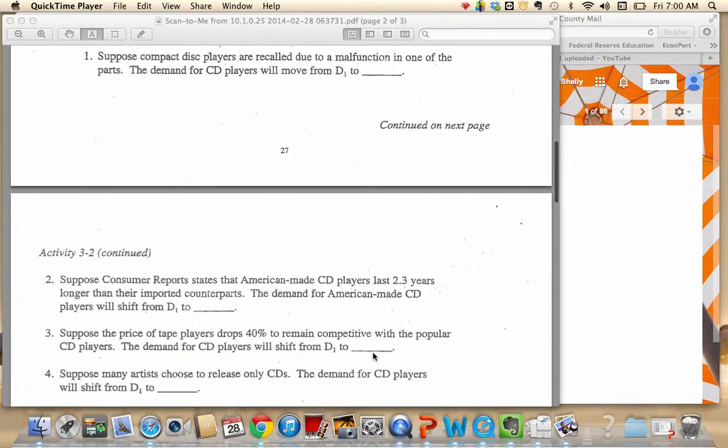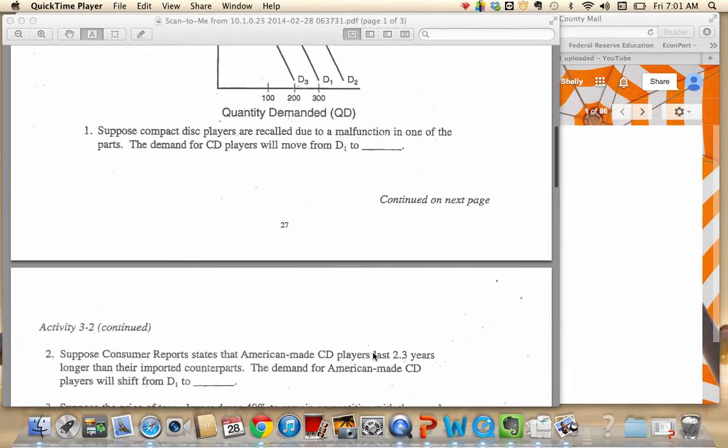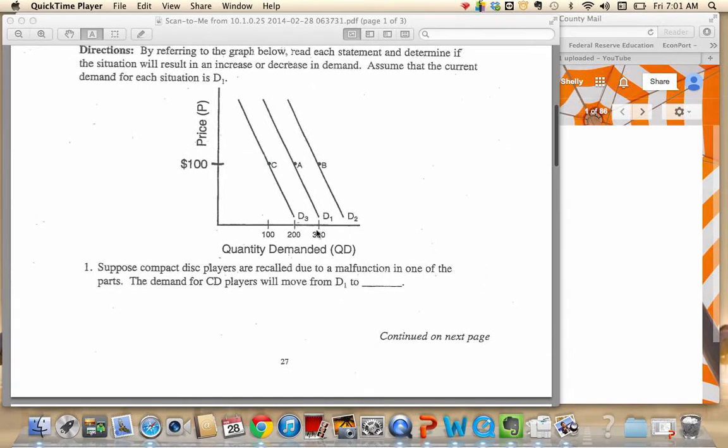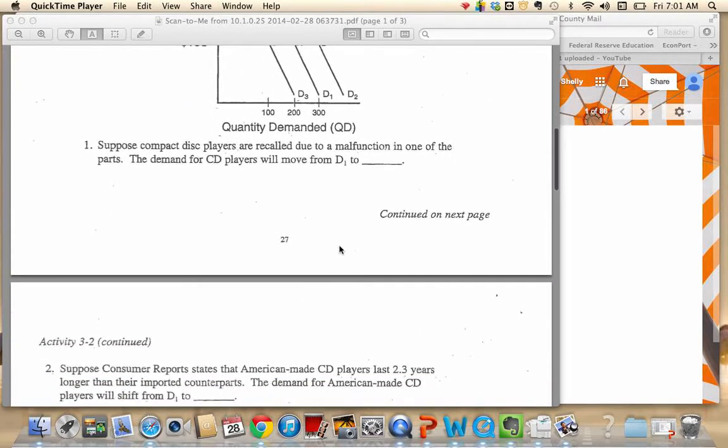Number 2, suppose Consumer Reports states that American-made CD players last 2.3 years longer. So what's going to happen to the demand for CD players if we think that American-made ones last longer? Once again, we're not changing the price, but because we think they're going to last longer, we'll want to purchase more. So we're going to go from curve D1, and at that price, we will be willing and able to purchase more. So we're going to shift to D2.